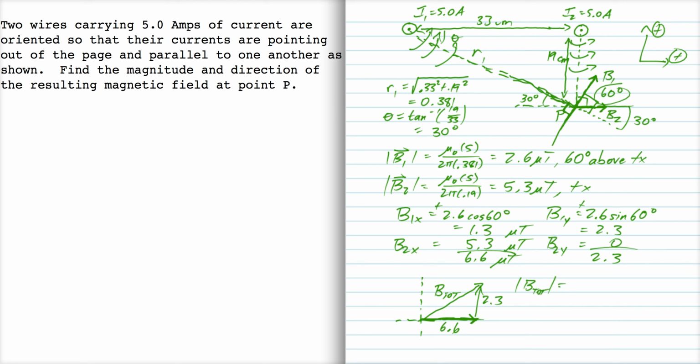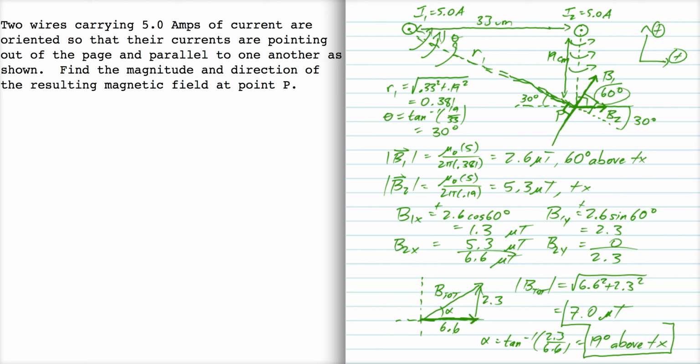So to find the magnitude of that, I use the Pythagorean theorem. That's 7.0 microtesla. And then to get the angle alpha here, alpha is inverse tangent of opposite over adjacent, so that's 19 degrees above plus x. Okay, so there's my overall answer.